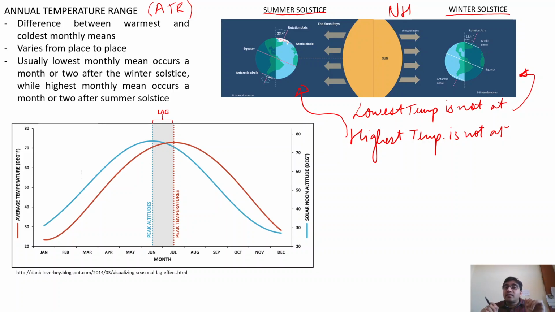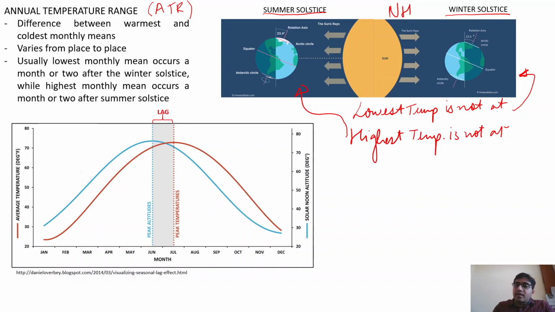कायदे से क्या होना चाहिए था कि summer solstice में when we have the highest amount of insolation coming in, or a winter solstice में the lowest amount of insolation coming in, the temperature should have been highest and lowest respectively. लेकिन ऐसा होता नहीं है. ऐसा क्यों नहीं होता है?